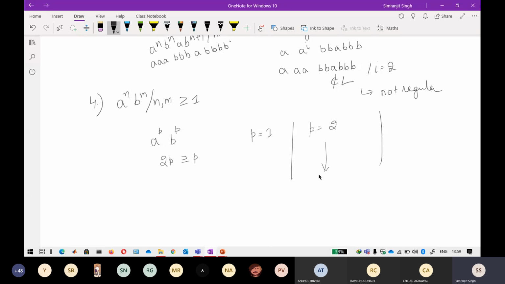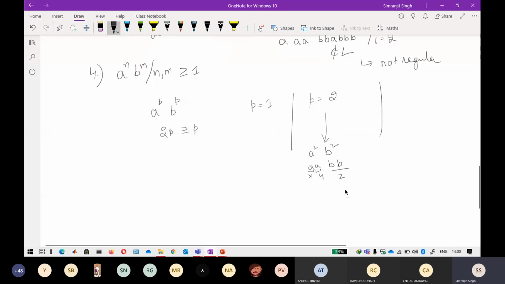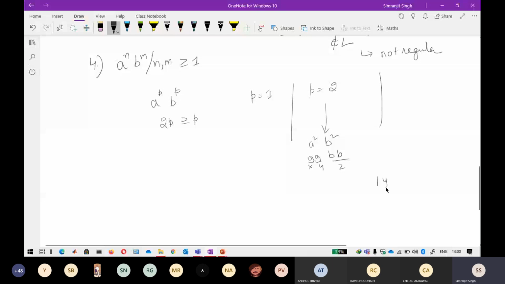So what it will become: a raised to power 2, b raised to power 1, so it will become aabb. Okay, so now if you clearly see, this will become your x and this will become your y, and the remaining part will become your z. So now check for the condition: the length of y is greater than 1.